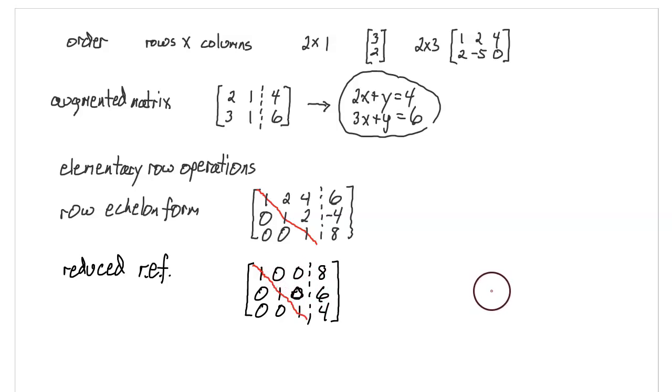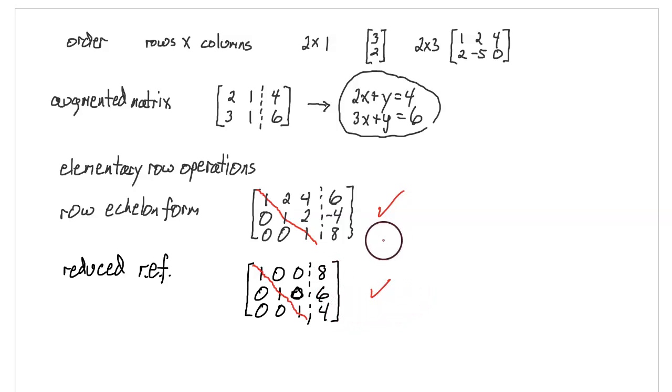A process called Gaussian elimination is used to change an augmented matrix into a row echelon form matrix. And a process called Gauss-Jordan elimination is used to change a row echelon form into a reduced row echelon form. The reduced form explicitly gives the answers to the system of equations connected to this matrix. The solution to the system associated with this matrix is Z equals 4, Y equals 6, X equals 8.